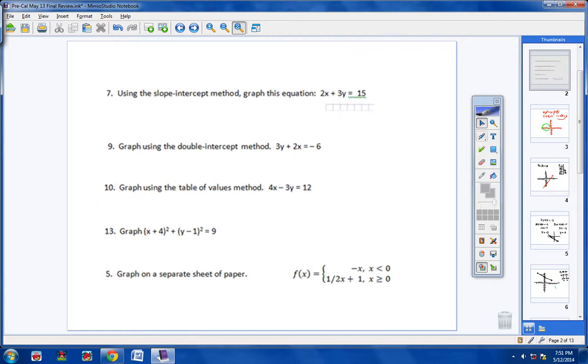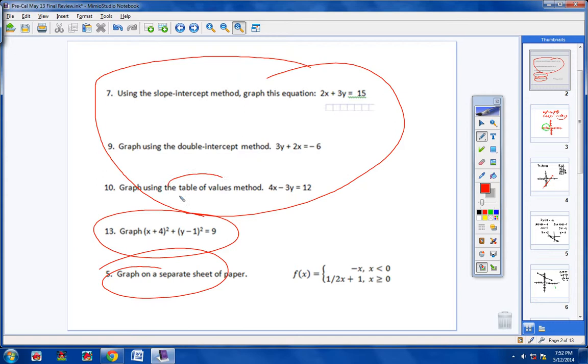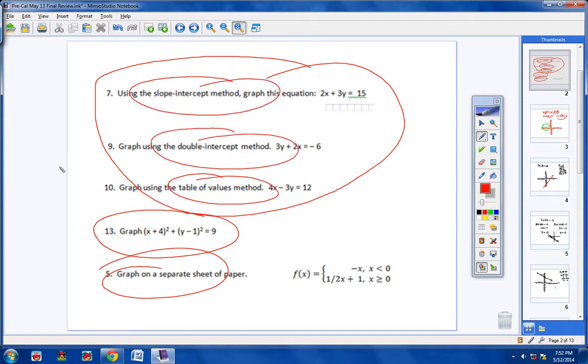You will have piecewise functions on your test. You will have circle equations on your test, and you will be asked to graph linear equations by using the table of values method, the double intercept method, and the slope intercept method. Okay, so those are the graphing problems that could be on your exam, and I'm not sure if I'll put them all on there or not, but those are the ones you need to know how to graph for your exam coming up on Friday.